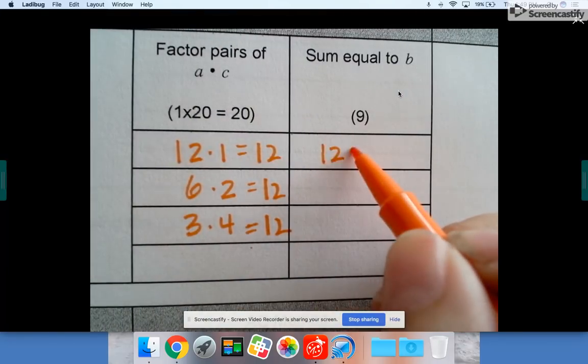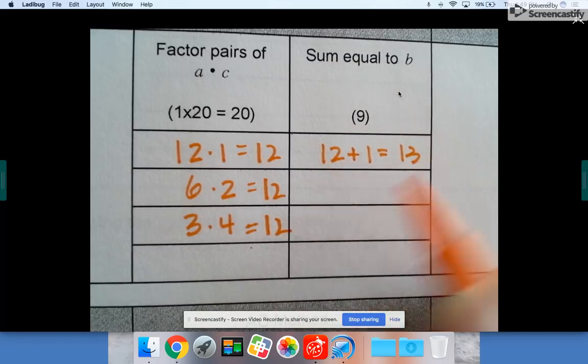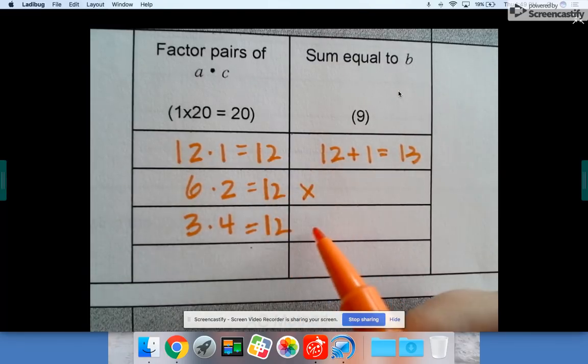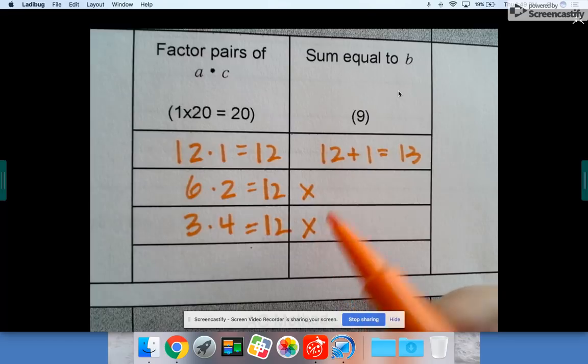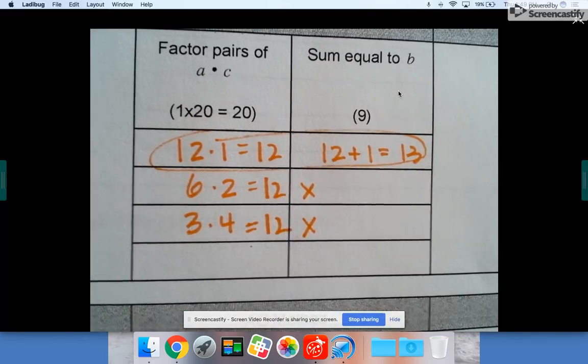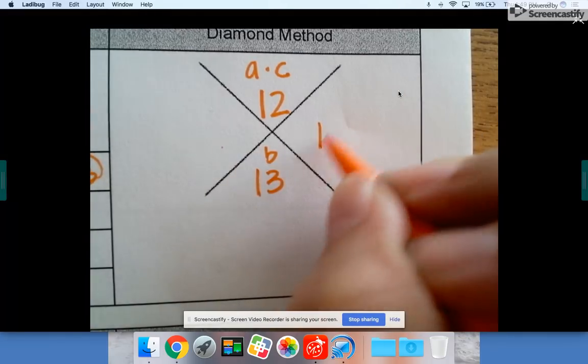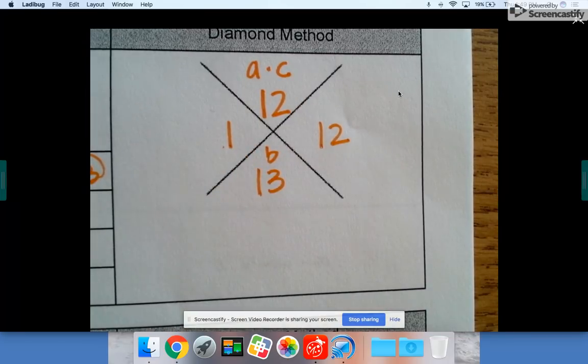12 and 1 are 13. This one is not, and this one is not. So we know we're going to use 12 and 1. And then here's where it kind of goes differently.